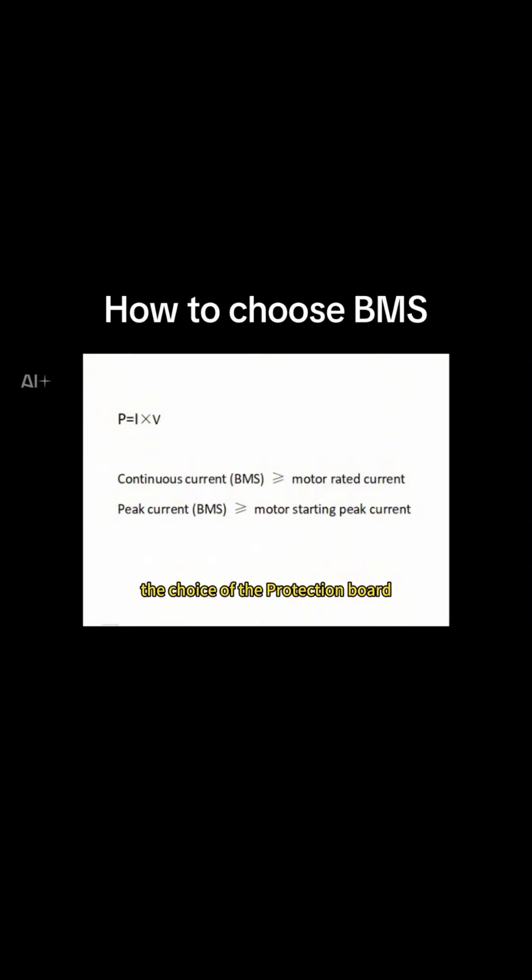The choice of the protection board depends on the motor power. Because the motor power P equals I times V, and our motor power P and voltage V are both determined, we can choose the current based on these two. The continuous current of our protection board should be greater than the rated current of the motor. Peak current should also be greater than the motor's start peak.